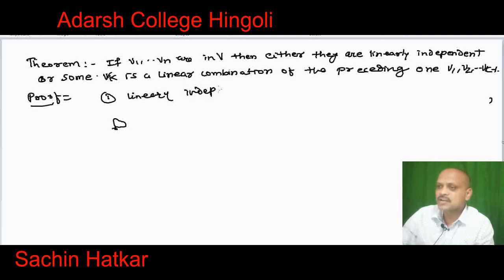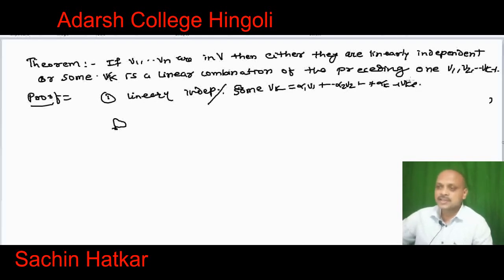And what is the second? If they are not linearly independent, then some vk is a linear combination of the preceding vectors, alpha 1 v1 plus alpha 2 v2 plus ... alpha k minus 1 vk minus 1. This is what we want to prove, either this one or this one.